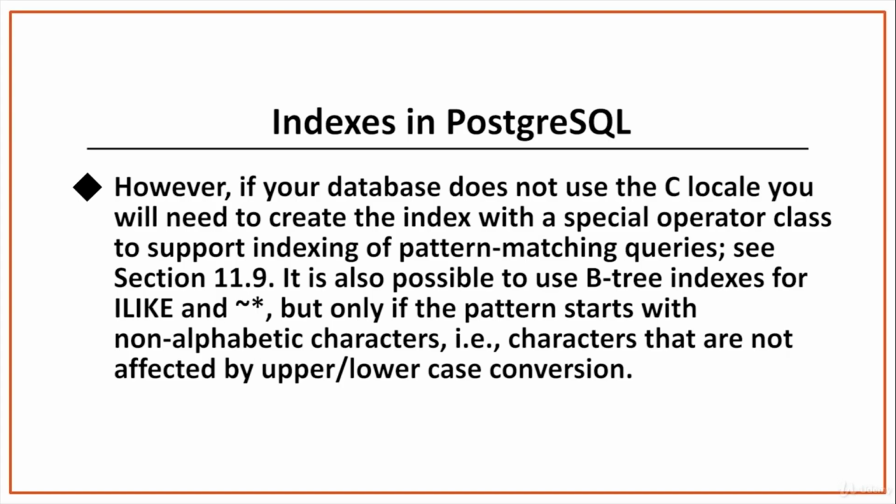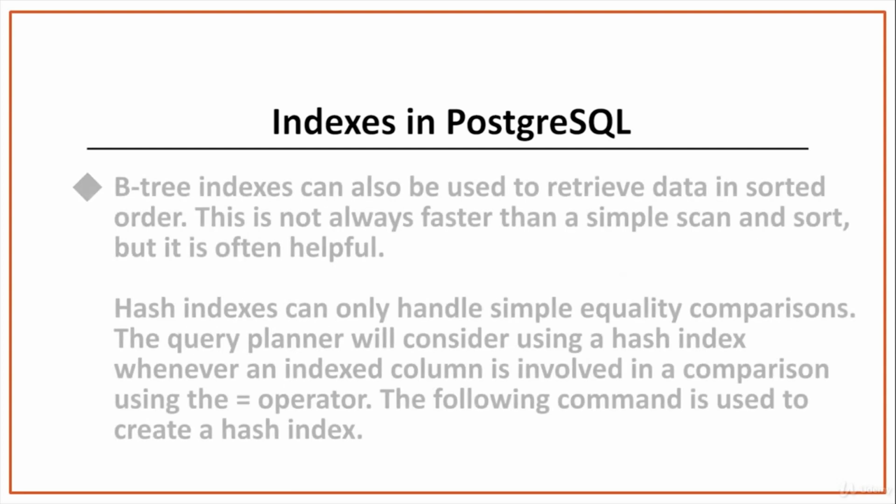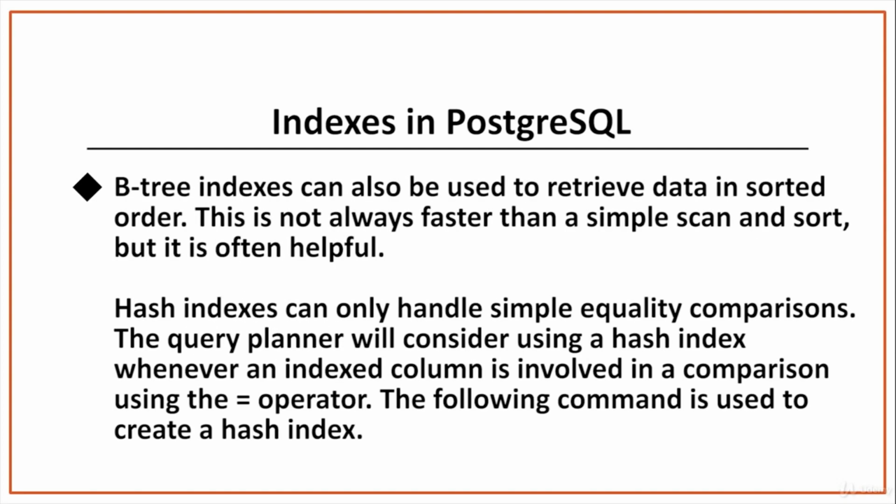See section 11.9. It is also possible to use B-tree indexes for ILIKE and tilde asterisk, but only if the pattern starts with non-alphabetic characters, that is, characters that are not affected by upper or lowercase conversion. B-tree indexes can also be used to retrieve data in sorted order. This is not always faster than a simple scan and sort, but it is often helpful.